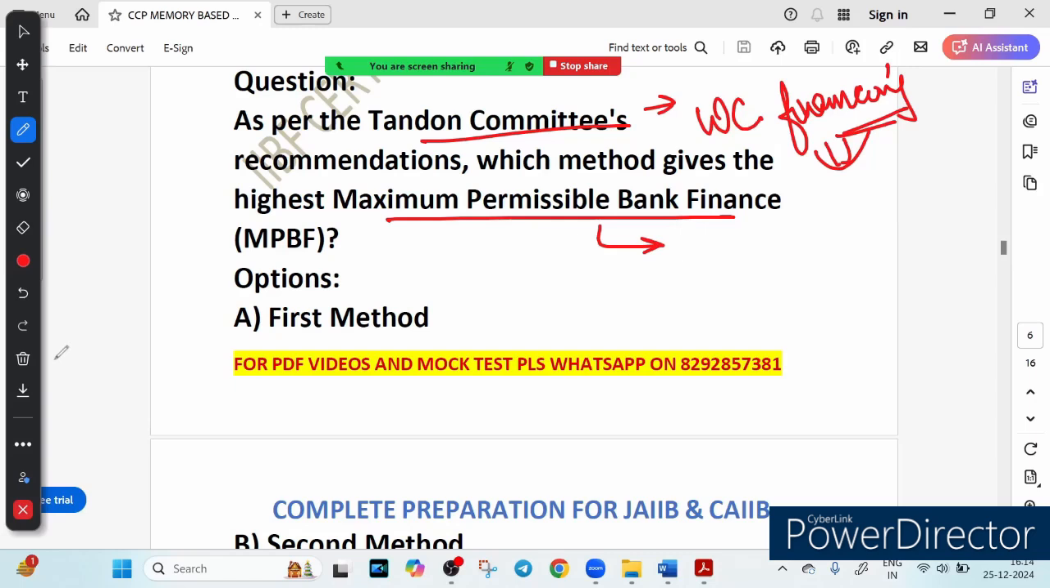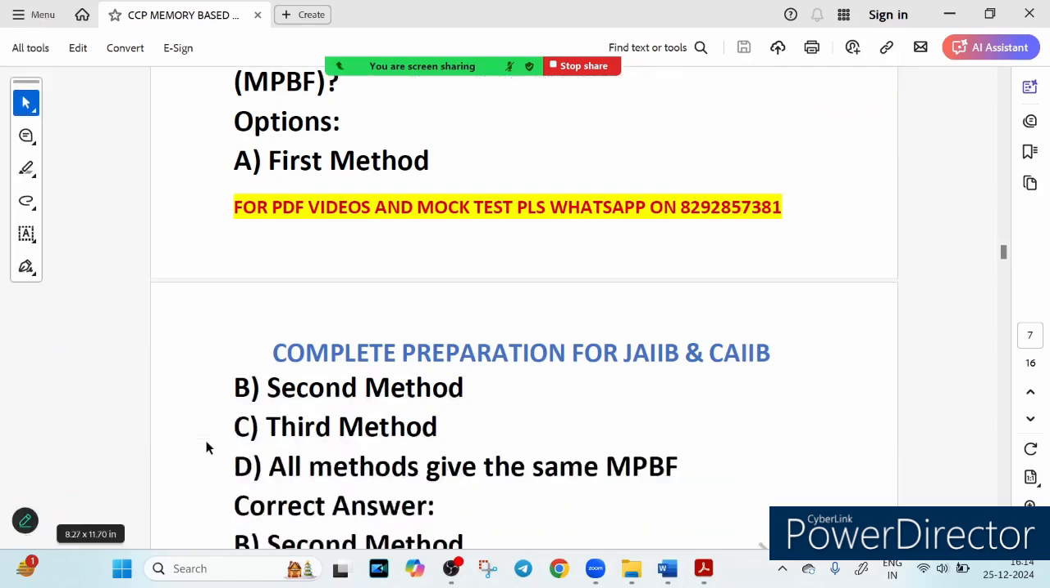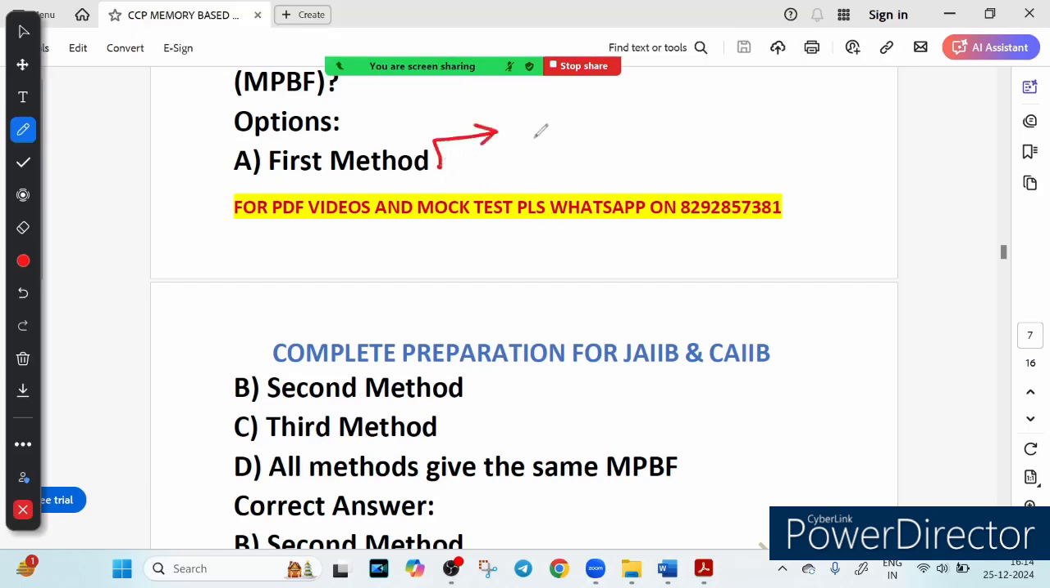So what is the first method? What does the first method say? Okay, you will get the answer if you know these four methods. If you know what these four methods are, you will clearly get the answer. The first method says that the bank finances 75% of the working capital gap.